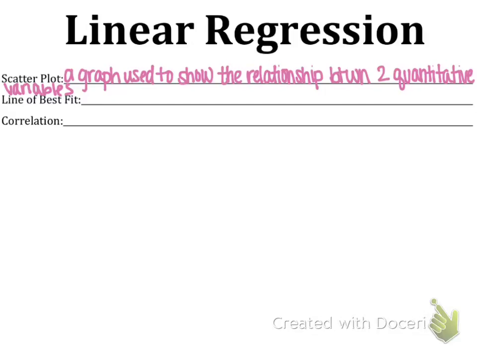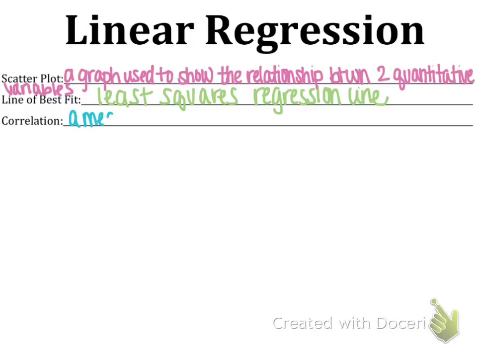Okay, so now let's go to our line of best fit definition. The line of best fit is the least squares regression line. And basically what the least squares regression line is doing is determining the line that is a best fit to the scatterplot data points.